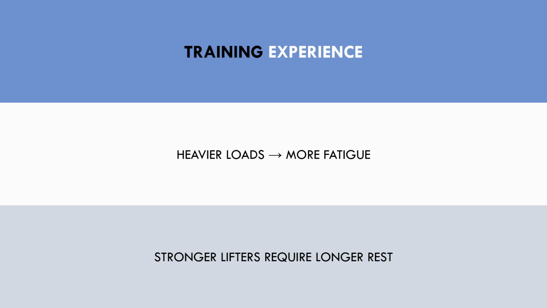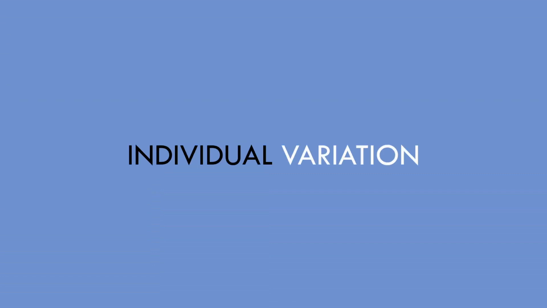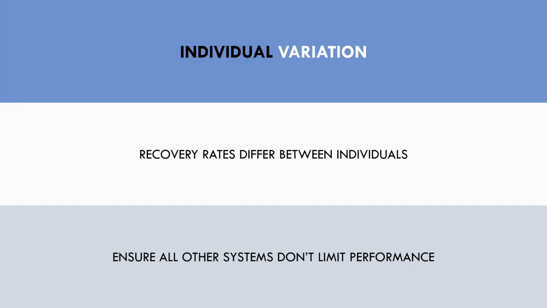And the last factor that will influence rest periods is individual variation. Some trainees can simply recover faster than others, while some trainees may take longer on average. Trainees should simply make sure that all other systems are recovered before performing the next set and go when they are ready. If this takes 3 minutes for one trainee and 4 minutes for another, that's not an issue at all. It just may be due to individual differences between the two people.